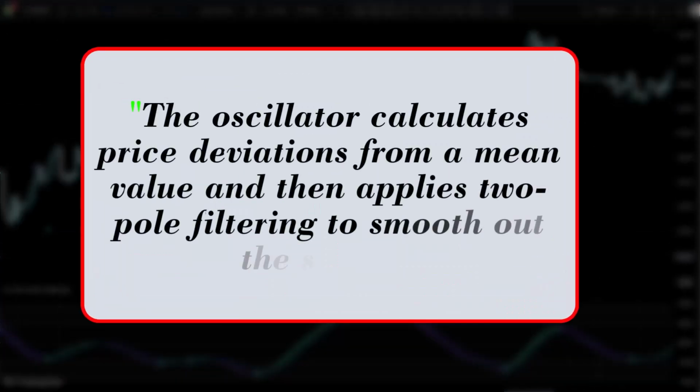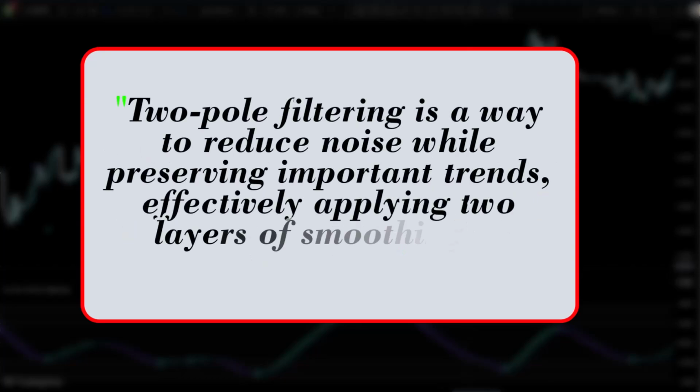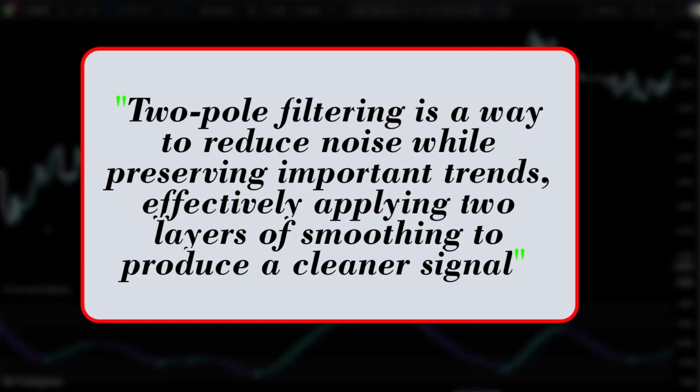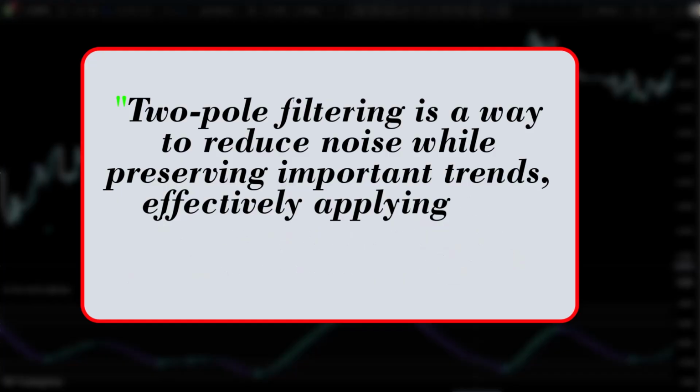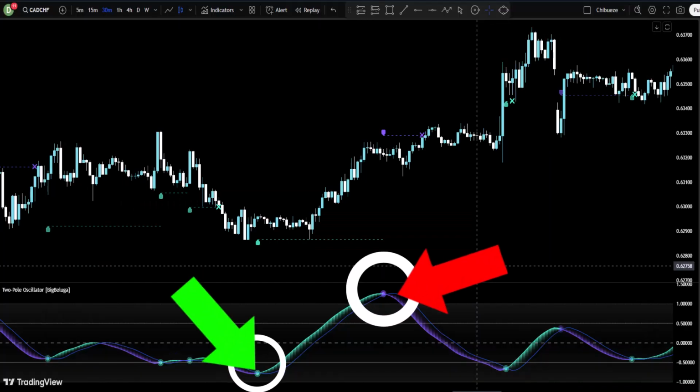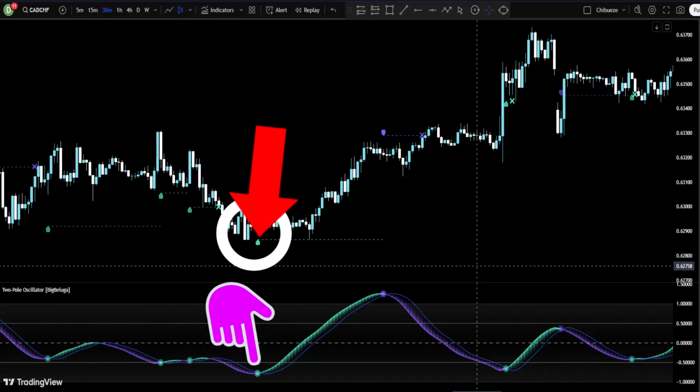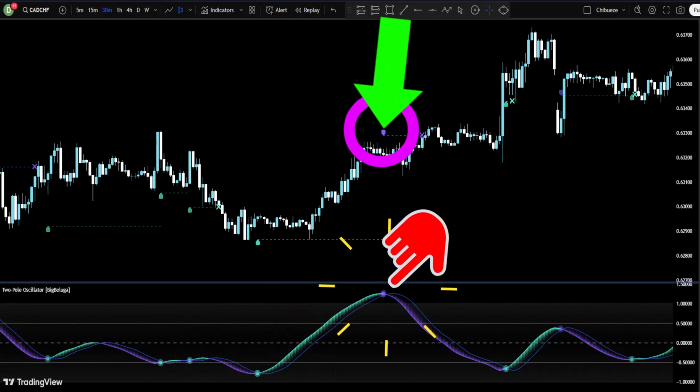So here's how this indicator works. The oscillator calculates price deviations from a mean value and then applies two-pole filtering to smooth out the signal. Two-pole filtering is a way to reduce noise while preserving important trends, effectively applying two layers of smoothing to produce a cleaner signal. Once the signals are generated, they're colored to show whether they're bullish or bearish. Bullish signals appear in blue, indicating bullish momentum, and purple signals appear when momentum is bearish.